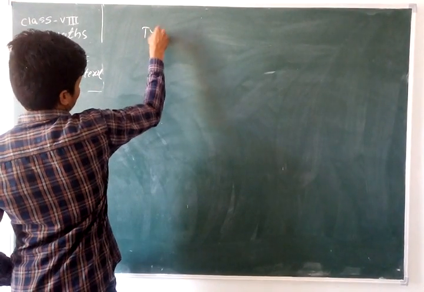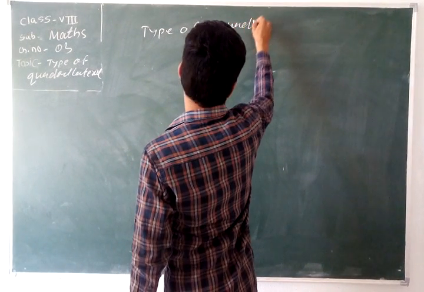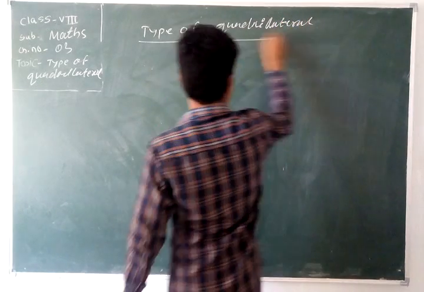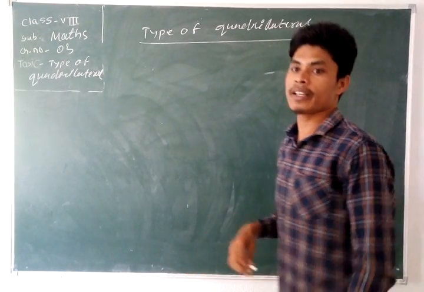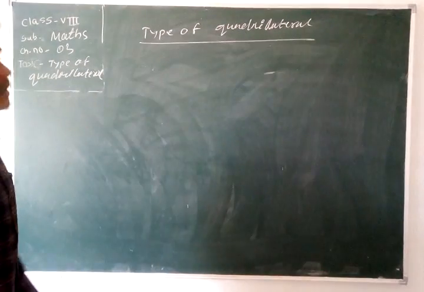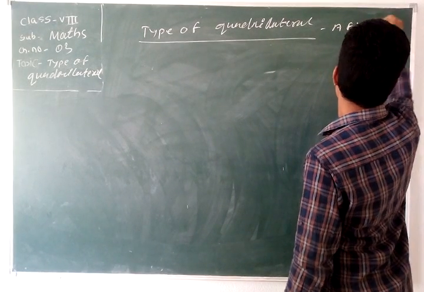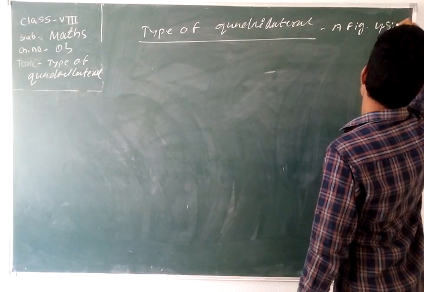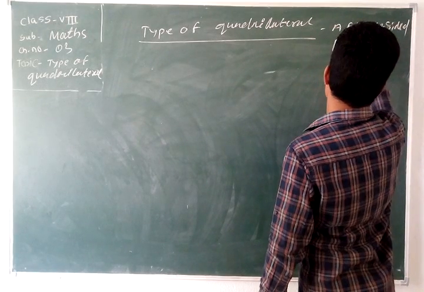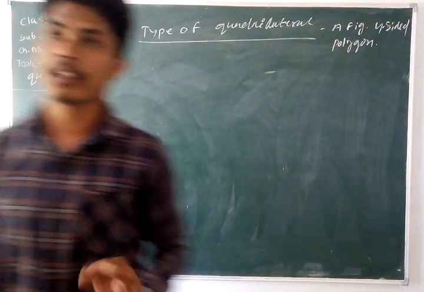Okay. Topic is what? Types of quadrilaterals. Quadrilaterals means what? The figures which have four sides. Quadrilaterals are four-sided polygons. Quadrilateral means four-sided polygons. Okay. Now we discuss the four-sided polygon.